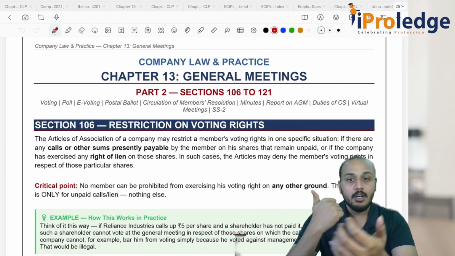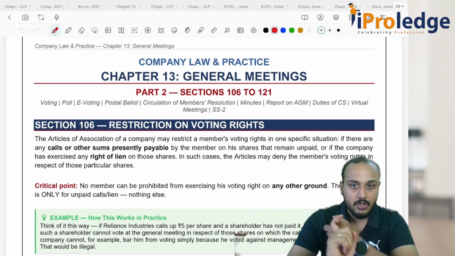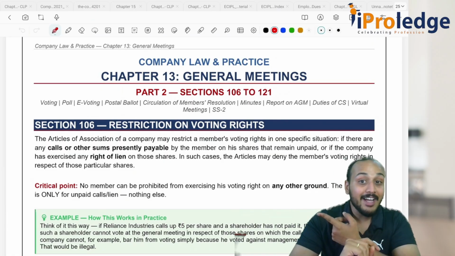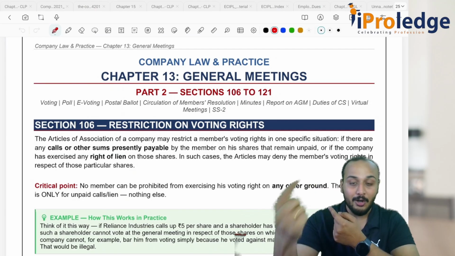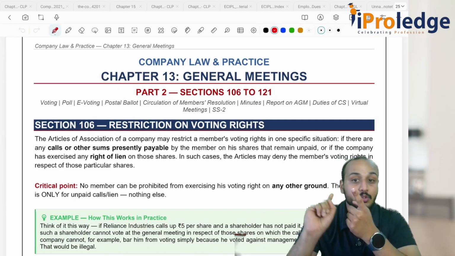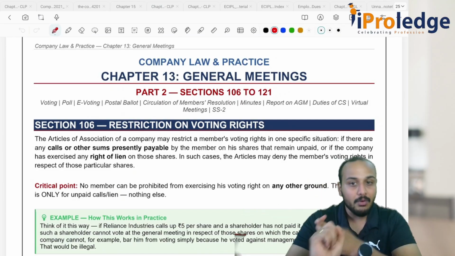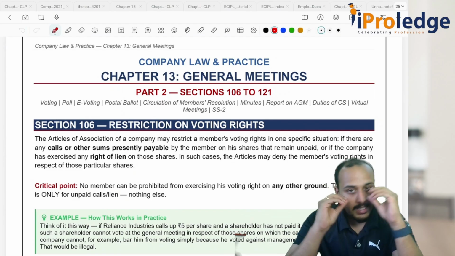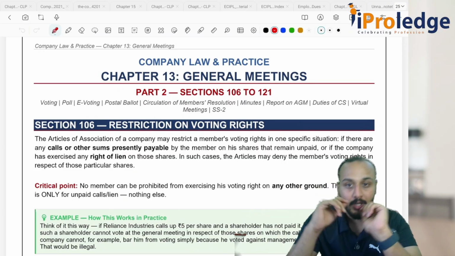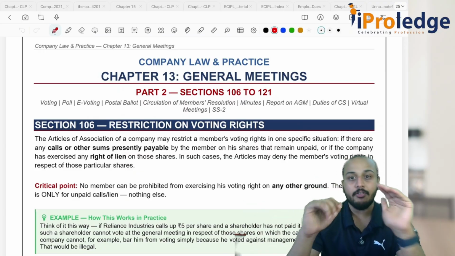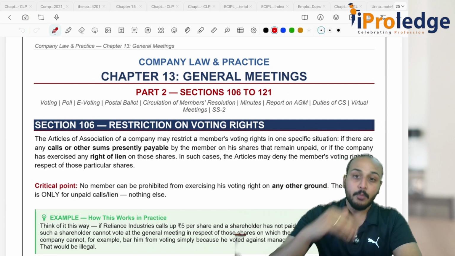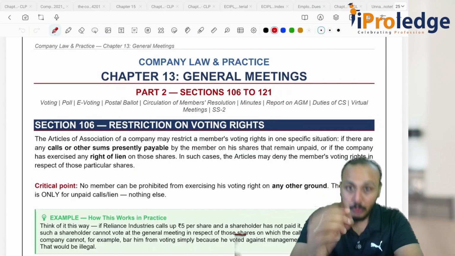The first section is 106, which is your restriction on voting rights. 107 is voting by show of hands. 108 is voting by electronic means. 109 is voting by poll and demand for a poll. And 110 is your postal ballot. Easy concepts. We will not just look at conceptually what these are. Of course, we will see the difference between voting by show of hands, electronic means, postal ballot and poll, but also understand the procedure of using these polls.